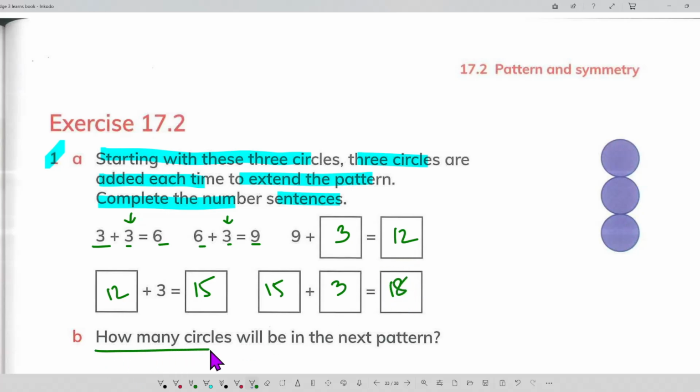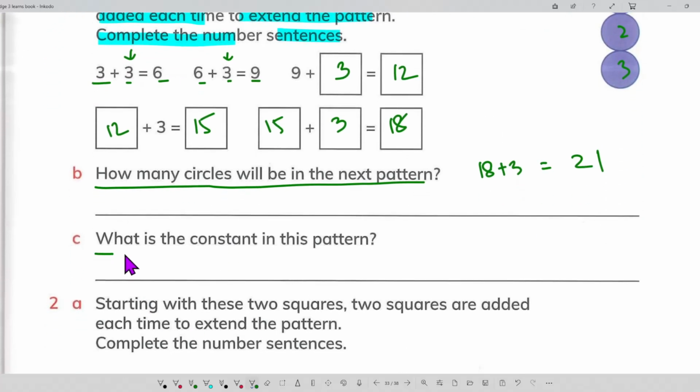So how many circles will be in the next pattern? First we start with 1, 2, 3 and then add more. So how many circles will be in the next pattern? It will be 18 plus 3, it means 21. Now what is the constant in this pattern? Which is 3, because we are adding 3 circles each time.